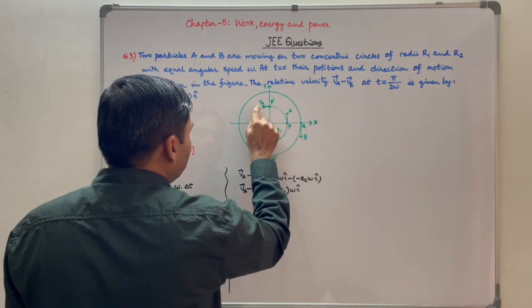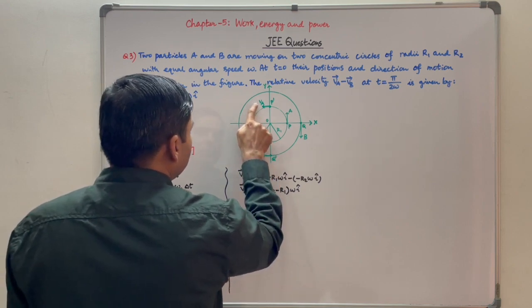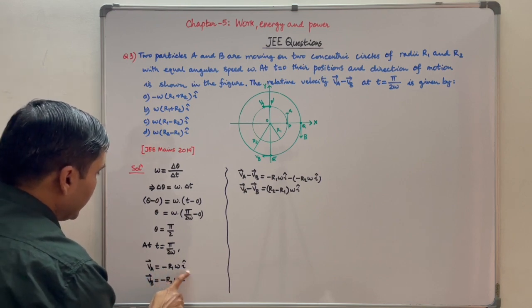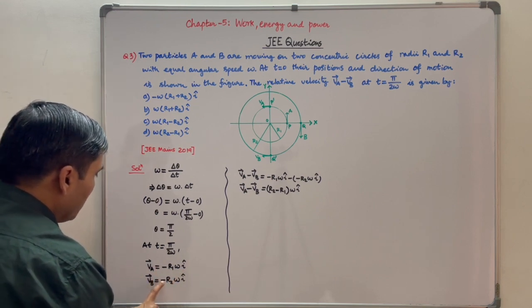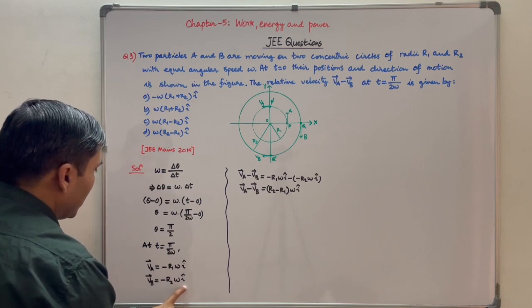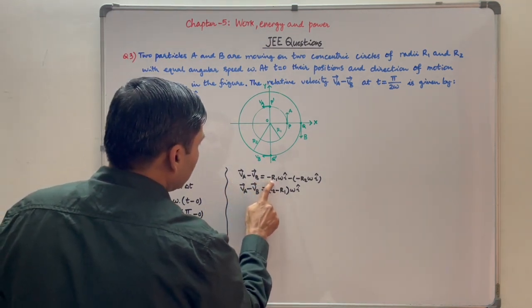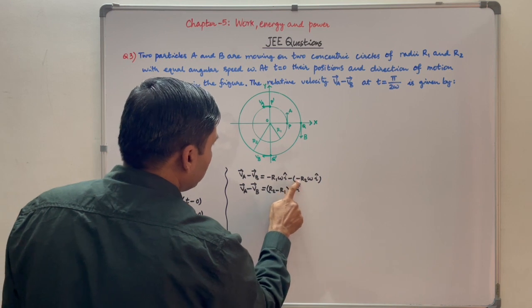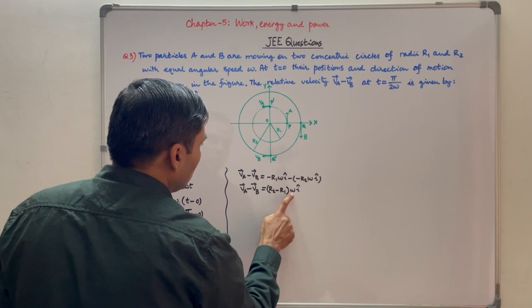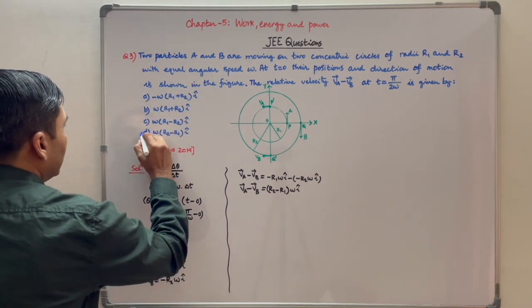Their velocity vectors are Va and Vb. They are in the same directions. So we can write velocity vector Va is equal to minus omega r1 i and Vb is equal to minus omega r2 i. We are using v equal to r omega. So Va minus Vb is equal to minus r1 omega i minus of minus r2 omega i, and that is (r2 minus r1) into omega i. So option D is correct.